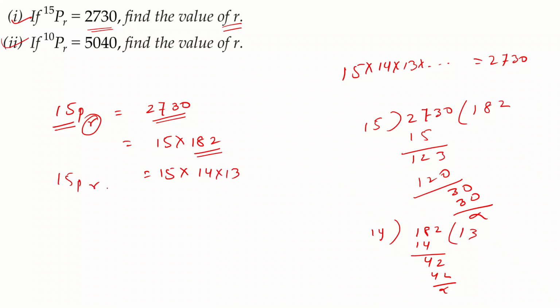So we have seen that 15Pr is 15P3, because starting with 15 and then going down 3 steps. So r is definitely 3, and that's it. In a similar way, you try out the second question. That's an exercise for you.